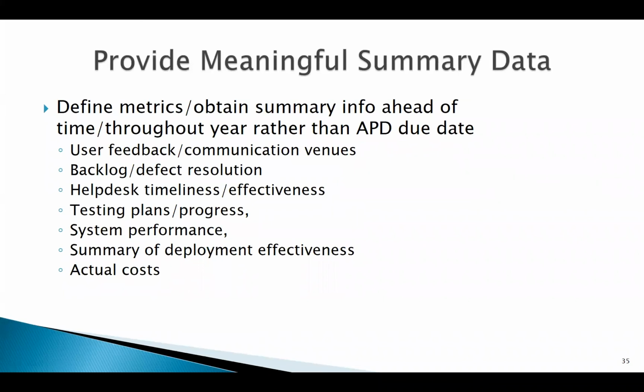Providing meaningful summary data. We don't want to see APDs that just have statistics that are not very meaningful. It doesn't really give us a picture of what's going on in your project. But there might be some standard report data that you include in your APD that could be helpful. The first one is probably the most critical and is really how are you getting user feedback about what you're creating, about what you're developing or deploying. What kind of communication venues do you have, and what kind of information or data do you have from your users, and how are you using it?